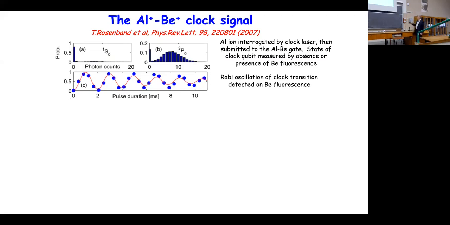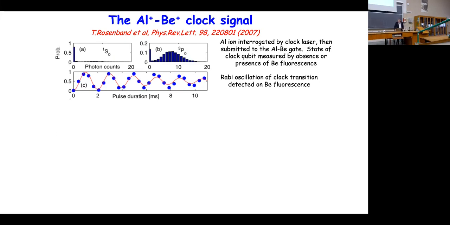And you see here, it's just a Rabi oscillation. You see the probability to be in the P state as a function of the duration of the interrogating pulse. So you shine light on the clock transition. And as you wait, you see, of course, the Rabi oscillation. The system oscillates from 1S0 to 3P0. When it is in P, you have a lot of fluorescence from beryllium. When it is in S, you have no fluorescence. So you have a modulation of the fluorescence rate. So it means that this communication between the aluminum and beryllium works.